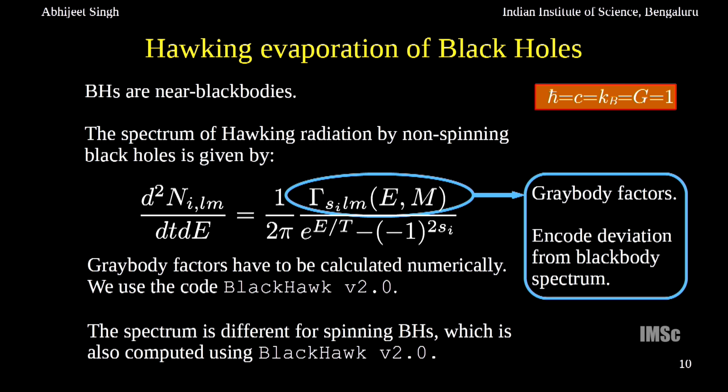And this we did by using this publicly available code called BlackHawk. Let me tell you that this expression for the spectrum is valid only for black holes which are not spinning. When they are spinning, there's a slight change in this factor, and the grey body factors also start to depend on the spin of the black hole. But we calculated these grey body factors both for spinning and non-spinning black holes using the same code.